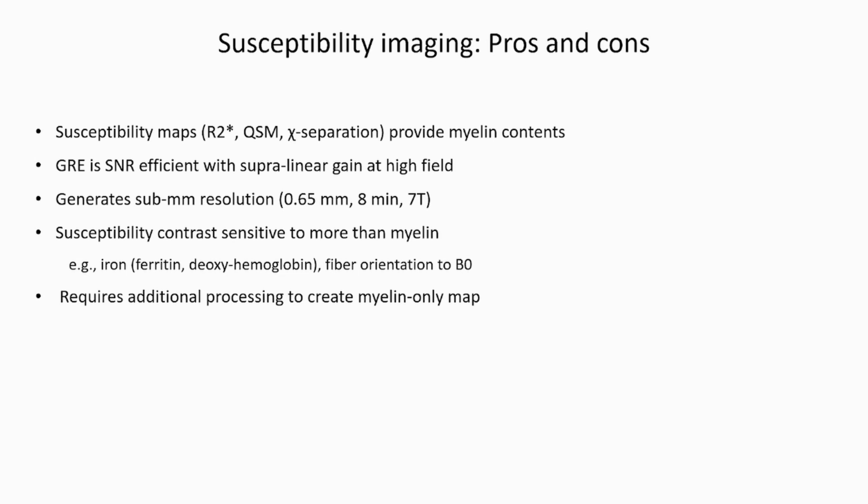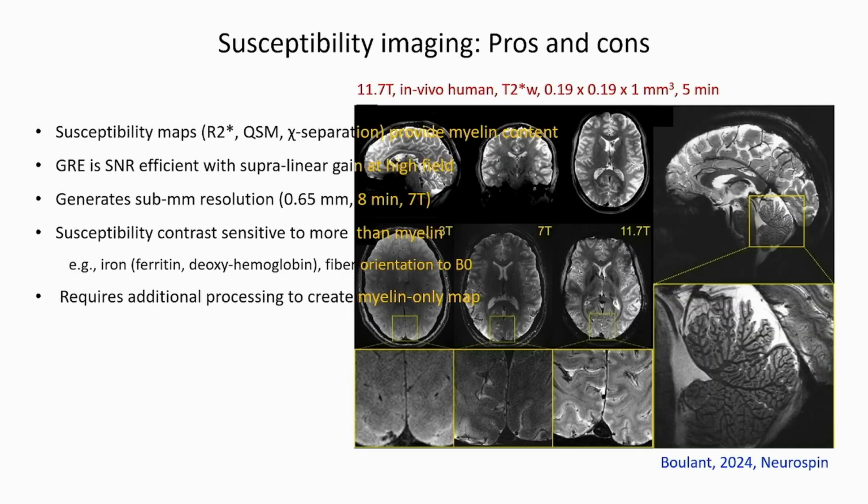However, there are complications from iron and other sources that need further processing technology to remove them. The most exciting news of this year, at least from my perspective, is this result from France, where they finally used the 11.7 T human scanner. And look at their resolution. Now they can acquire the data at 0.19, 0.19, and 1 millimeter, in only 5 minutes of scan time.